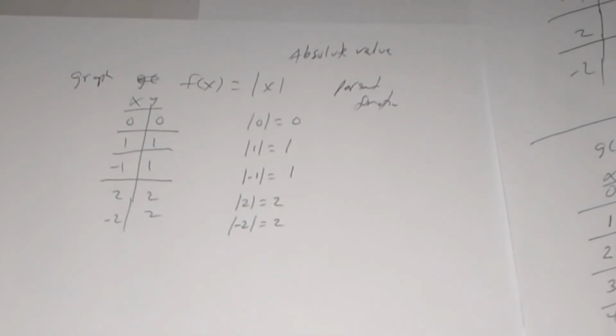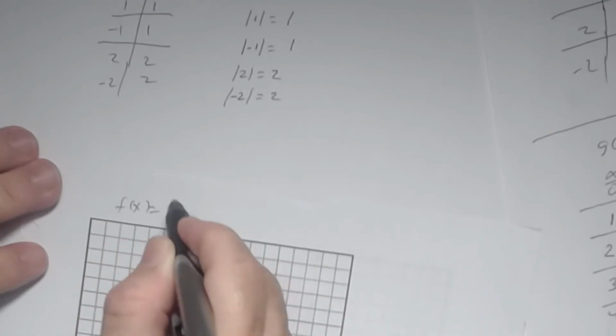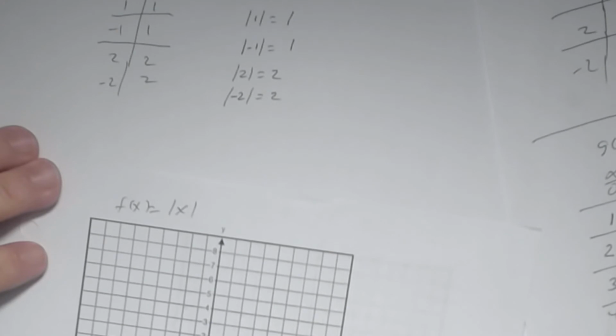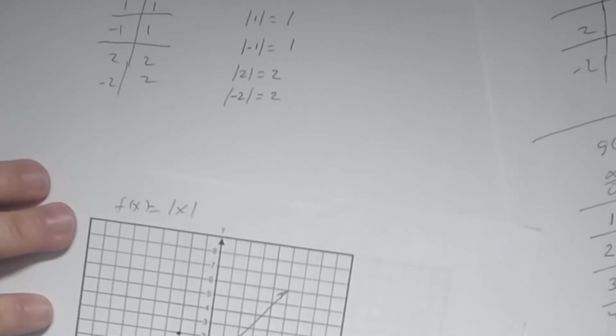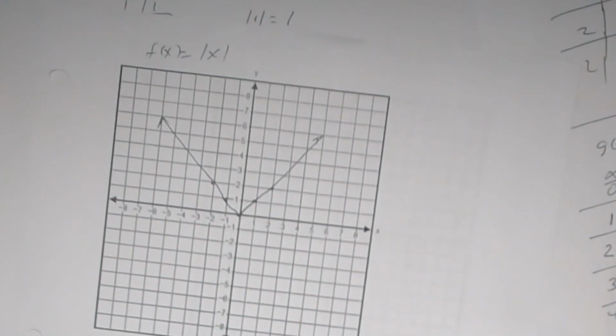So the parent function looks like that. It's just absolute value of x. For the quadratic, it's just x squared. That's the parent function. If I graph this parent function and plot those points, I get 0, 0, 1, 1, 2, 2, -1, 1, -2, 2. It looks like a V. These are rays, not curves. All these points lie on the same ray. So you get this V.